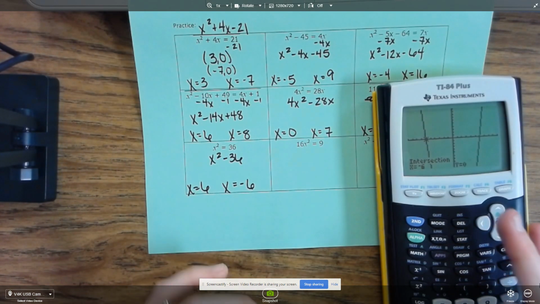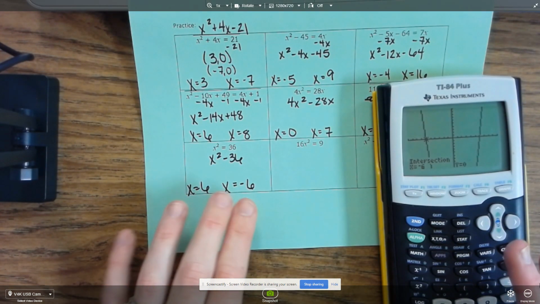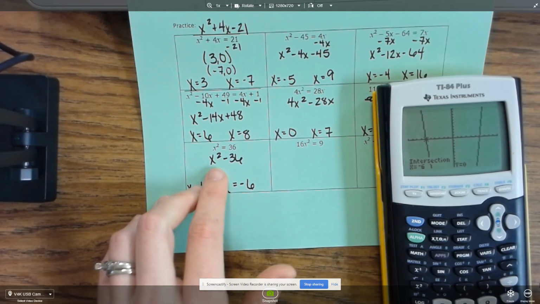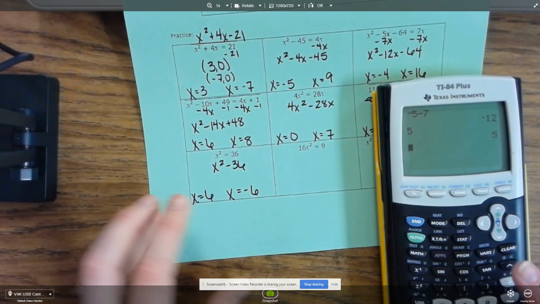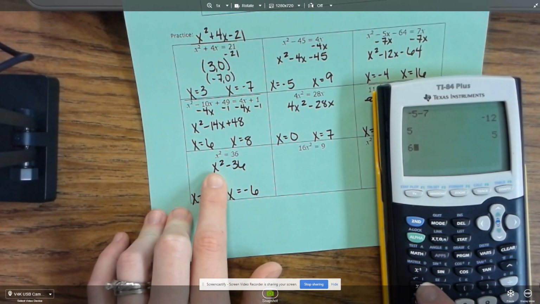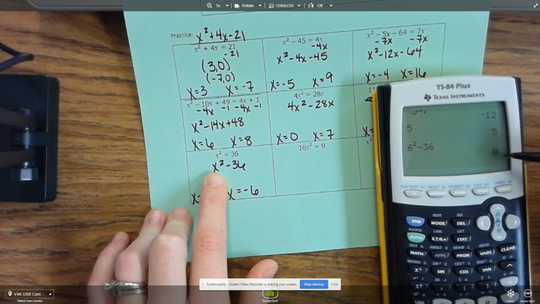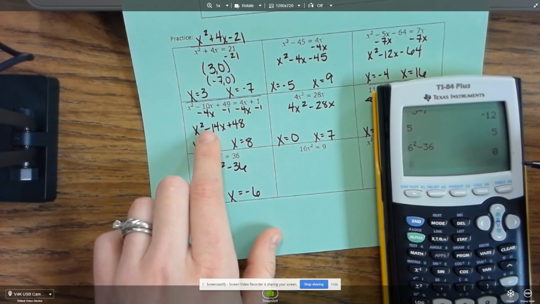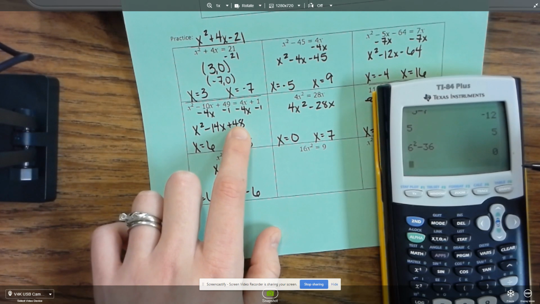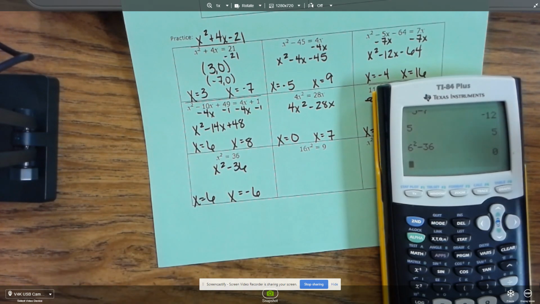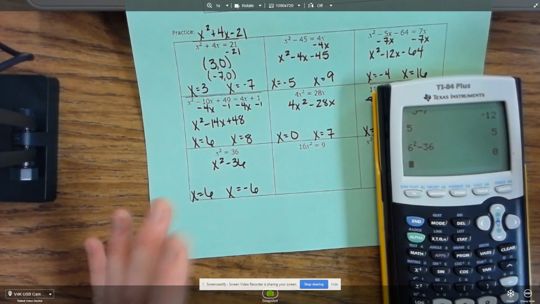And so to kind of explain what this is doing, if you enter this into your equation, so if I would go here and I would plug a 6 in here, I would have 6 squared minus 36. My y is going to equal 0. So anytime that you plug these numbers into your equation, you're going to get your y is going to equal 0. So just so you understand how all that works.